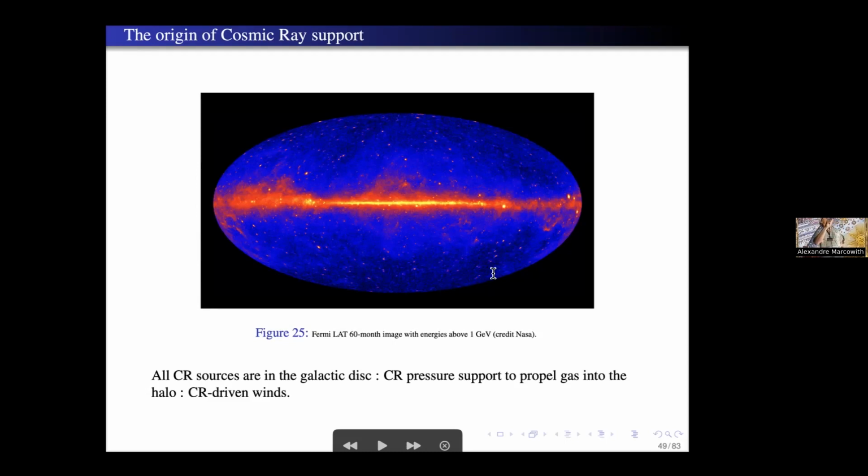Most of the cosmic ray sources are in the galactic disk, no surprise. But that means that, as I told you, you can expect to have a kind of overpressure at some stage, a lot of injection of cosmic rays, which can have a tendency to move up and help to expel gas as winds. So if cosmic rays can help to expel gas as wind, they will have a direct action on the star formation rate, because they will expel more gas.